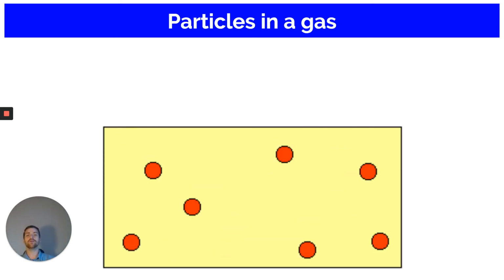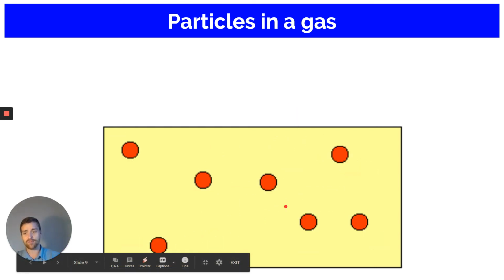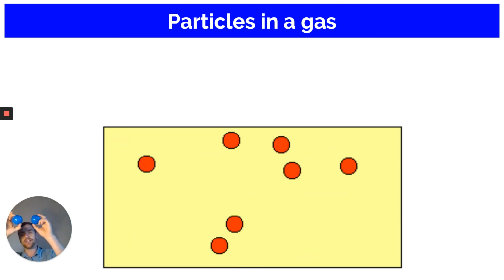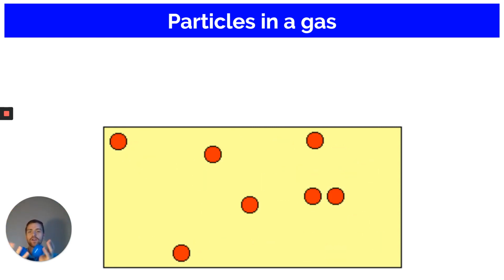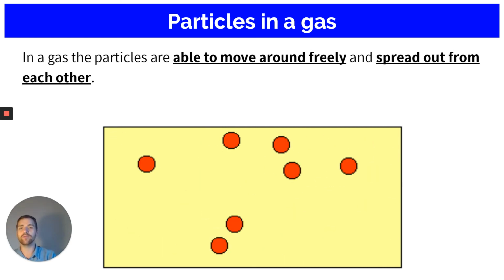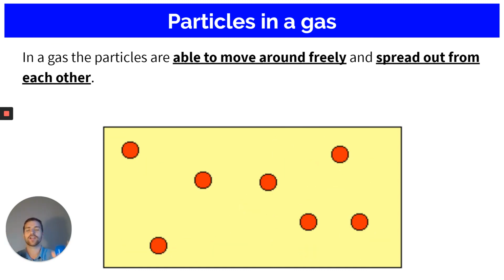All right. Then we have the particles in a gas, and they're just going crazy like this. Hopefully you figured out the pattern. Solid, they're really being held close together. Liquid, they're being held very weakly together. Gas, they really don't hold each other together at all. They just bounce around. Bing, bing, bing, bing. Okay, so gas, they're always moving around. All right, so in a gas, the particles are able to move around freely and spread out from each other. So there's no force of attraction holding them.